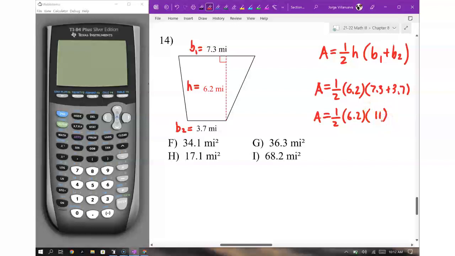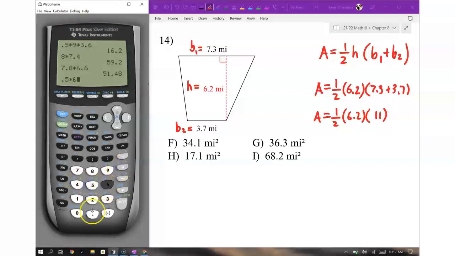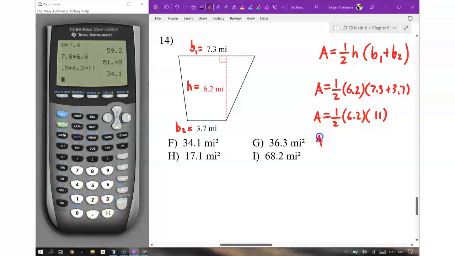Okay? And now let's just put this into a calculator. 0.5, that's half, times 6.2. Oh wait, I put 6.5, sorry. 6.2 times 11. 34.1. Now my units were miles, so it's going to be miles squared. So area is equal to 34.1 square miles.